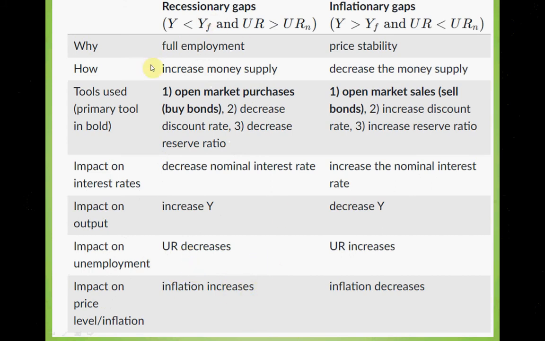So that's trying to fix recessionary gaps. Oftentimes, if it's a really bad recession, you might even see deflation. So this might counteract some of that. But anyways, moving over to inflationary gaps.